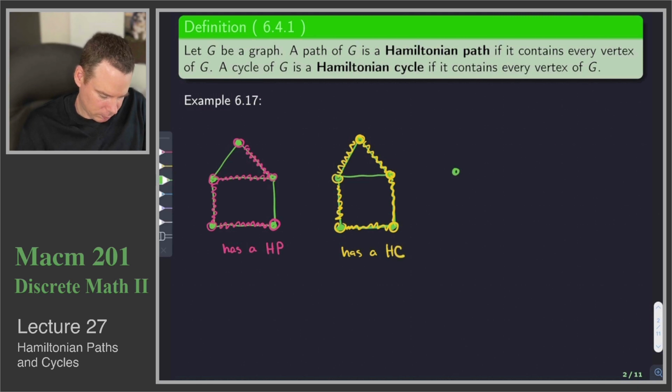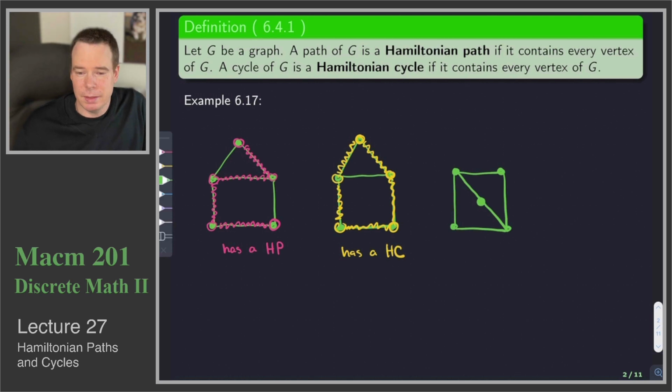Let's try another graph. We'll start with a rectangle, and then we will put a vertex right in the middle with a couple edges connecting to it. Does this have a Hamilton path? And the answer is yeah, we could go like this, just zigzag through the graph, visiting all of the vertices. So this has a Hamilton path. Does it have a Hamilton cycle?